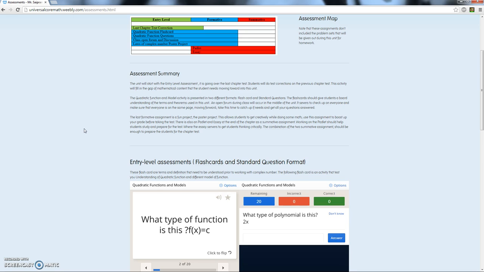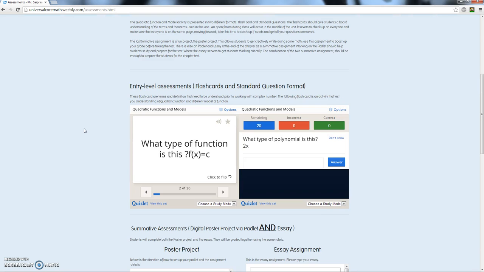Next, you have the flashcards and standard question format. Here you see it asks what type of function it is. F of x equals c, which should be a constant. Yeah, and there's other, like, what is x squared? I think that is a squared function, as well as this should be a quadratic, which is standard form, things like that. So this is a good formatting of flashcards students can go over to get the terminology and the language and the vocab that will be used.